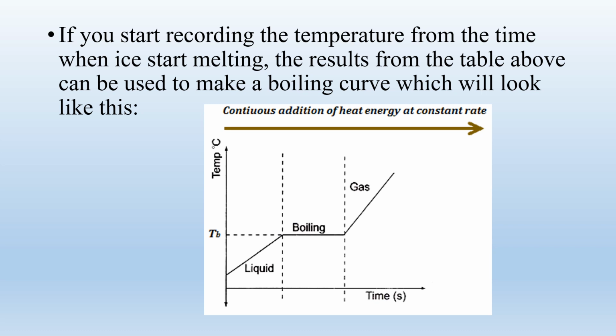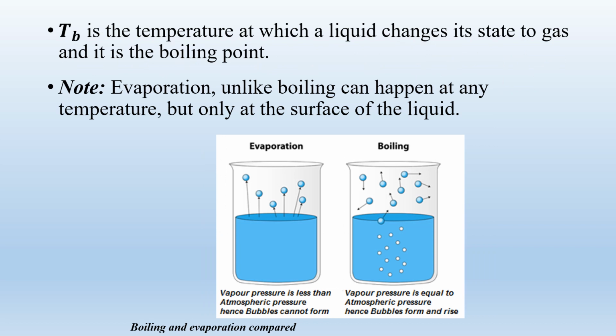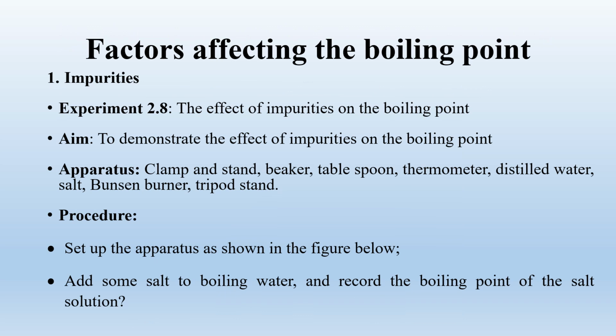If you start recording the temperature from the time when ice starts melting, the results from the table above can be used to make a boiling curve, which will look like this. It is the temperature at which a liquid changes its state to gas, and it is the boiling point. Note, evaporation, unlike boiling, can happen at any temperature, but only at the surface of the liquid. Boiling and evaporation compared. Factors affecting the boiling point.